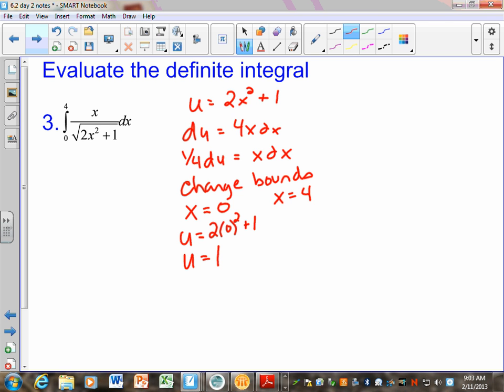And I can do the same thing on this one. If x equals 4, then u is going to equal 2 times 4 squared plus 1. That's a really big number. 16 times 2 is 32 plus 1 is 33. So not only am I going to change my problem in terms of u, I can change my bounds in terms of u also. So now I can go back and replace everything in terms of u. Instead of from 0 to 4, I'm going to do this from 1 to 33.